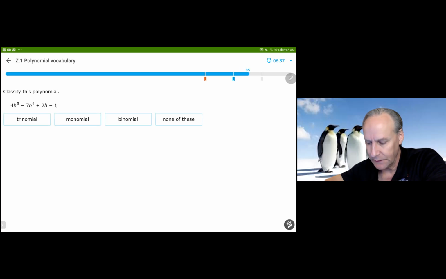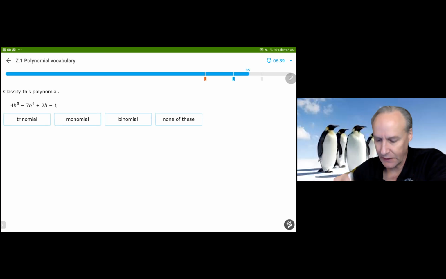This one is none of those because a trinomial has 3 terms, a monomial has 1 term, a binomial has 2 terms, so it's none of these because it has 4 terms. It's just called a polynomial.